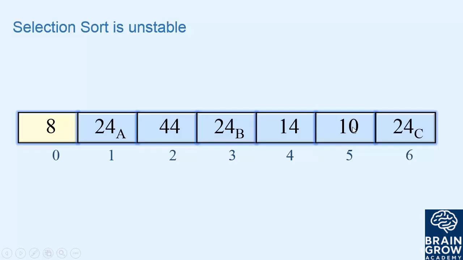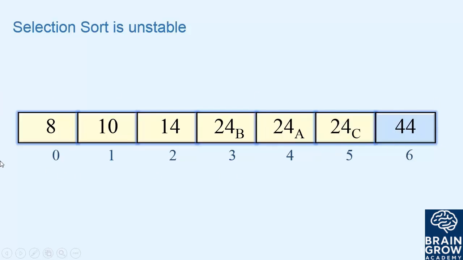Next the smallest element is 10, so 10 will be swapped with this. Next the smallest is 14, so 14 will be swapped with this. Next the smallest is this, so it is at its proper place. Next the smallest is this, so it will be swapped with this. Next the smallest is this, so it will be swapped with this.